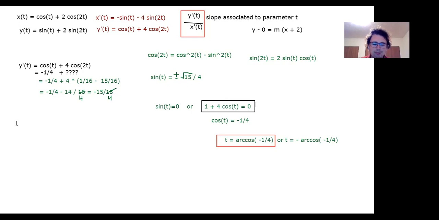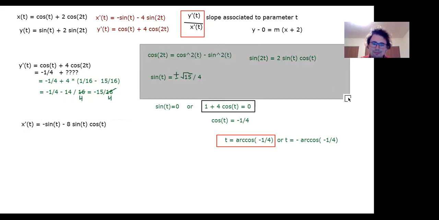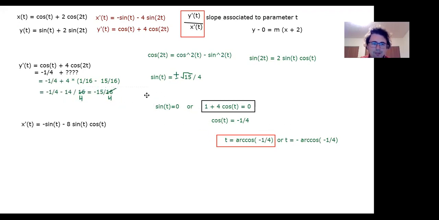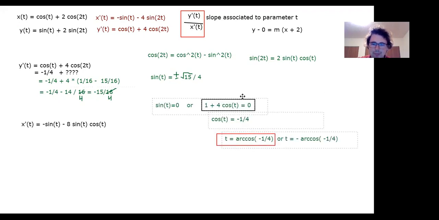I know from my work before, x prime of t is minus sine of t minus 4 times sine of 2t. I know how to handle sine of 2t though, so really this is -8 sine of t times cosine of t. Now, what I'm going to do is consult the unit circle. So I will need to make a little bit of room here in my scratch work. Let's grab all these things and just move them up a little bit.